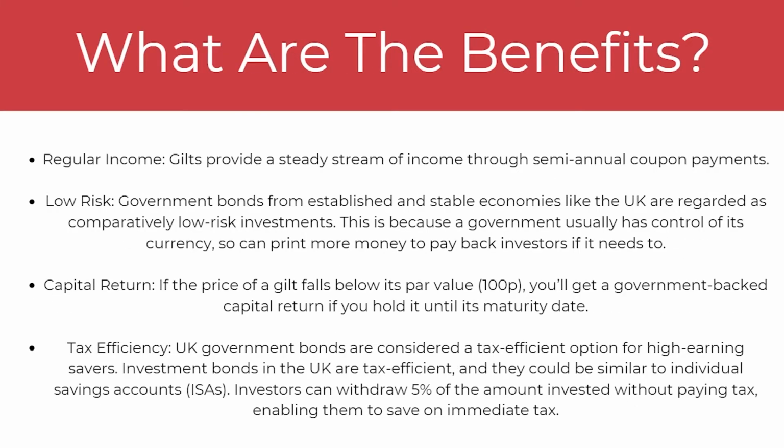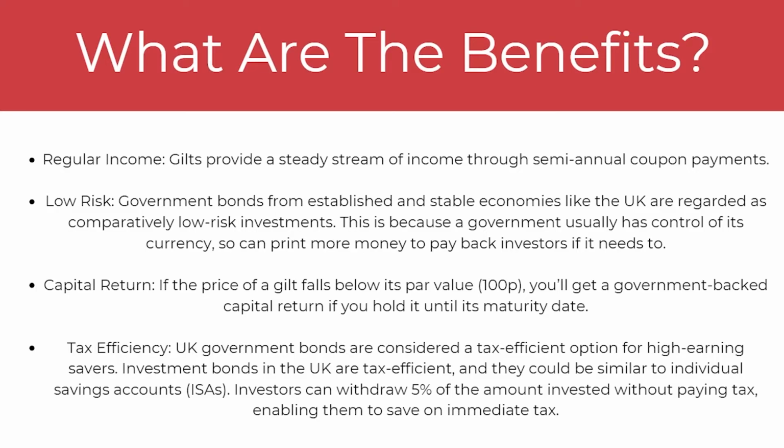So now that we know what they are, what are the benefits? Start with regular income. Gilts provide a steady stream of income through semi-annual coupon payments. They're also low risk. Government bonds from established and stable economies like the UK are regarded as comparatively low risk investments. This is because the government usually has control of its currency, so can print more money to pay back investors if it needs to.